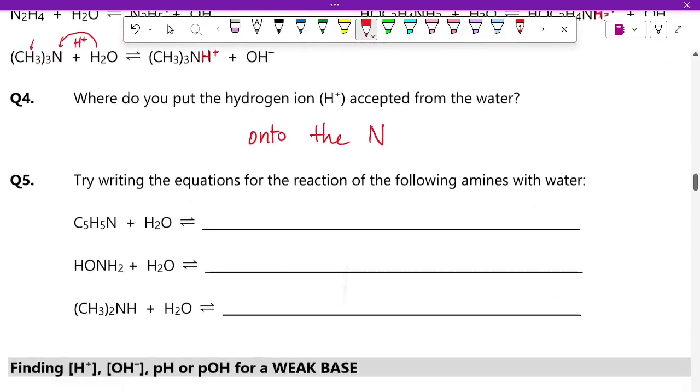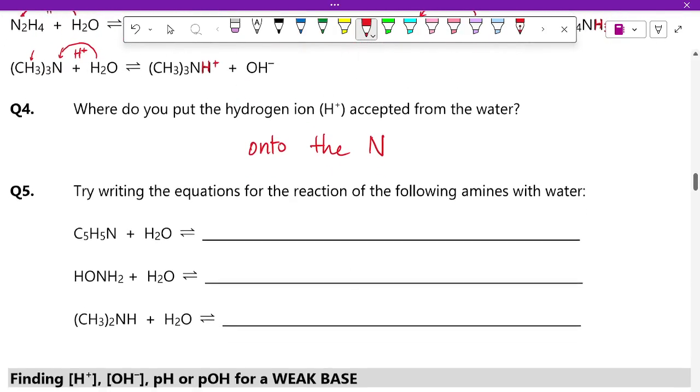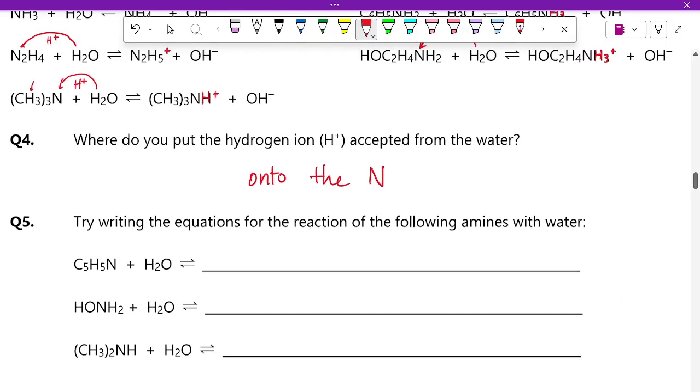So try writing the equations for the reactions of the following amines with water. This part is something you need to know for Chem 12 because I might give you like random base, right? Some weird amine that you've never seen before, and you will need to react it with water to write its weak base equilibrium and then do its Kb expression. So give it a try.